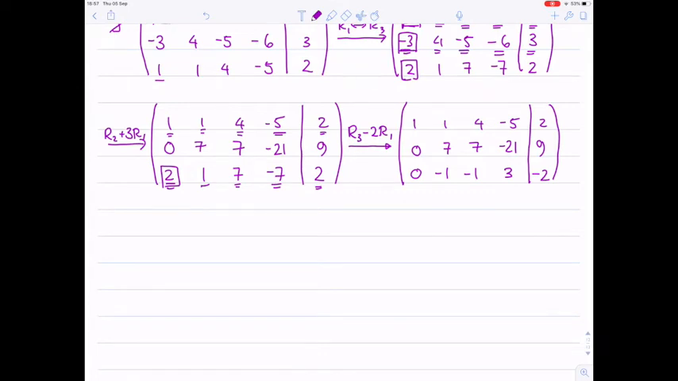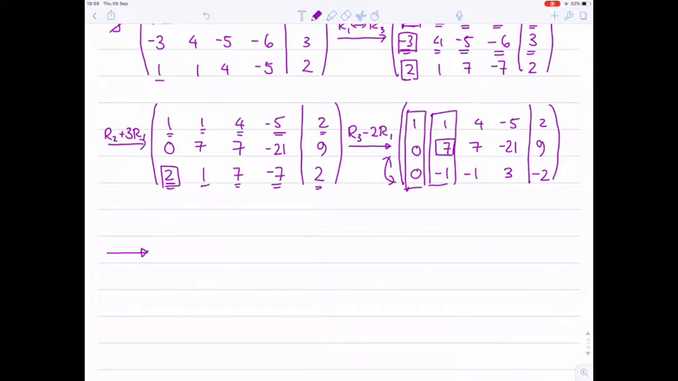Well, I've sorted out my first column, so it's time to move on to my second column. What I need is a 1 in the second row, second column, and zeros elsewhere. So let's sort that 1 out first. I don't feel like doing more multiplication than I have to, so I'm going to swap row 2 and 3, which is going to give me a minus 1, and then I can just get rid of that minus very easily by multiplying through.